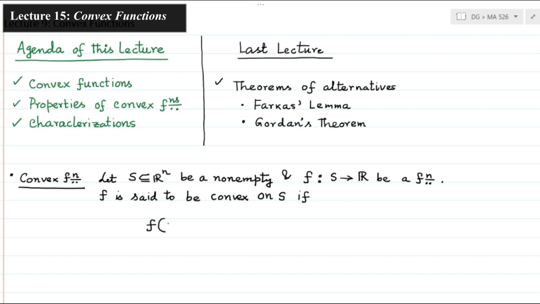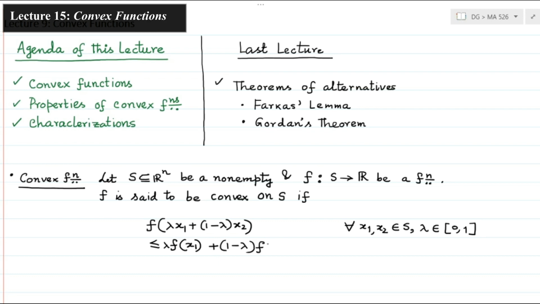If you take any pair of points x1, x2 belonging to the convex set S and, corresponding to any lambda between 0 and 1, you consider the convex combination of x1 and x2, then the functional value at the convex combination, f(lambda x1 + (1 - lambda) x2), is less than or equal to lambda times f(x1) plus (1 - lambda) times f(x2).